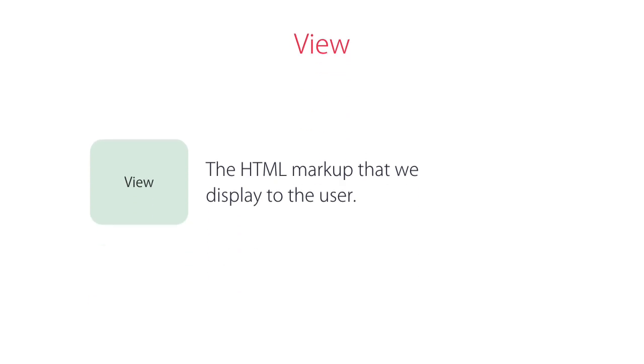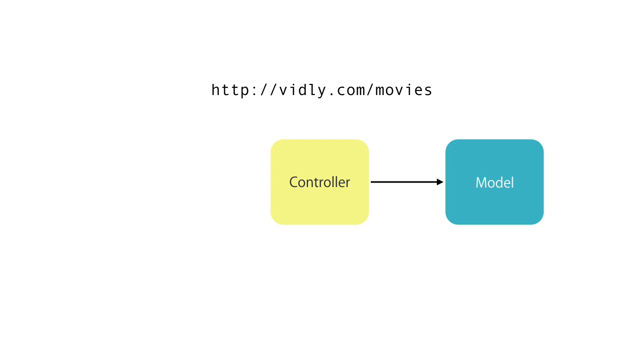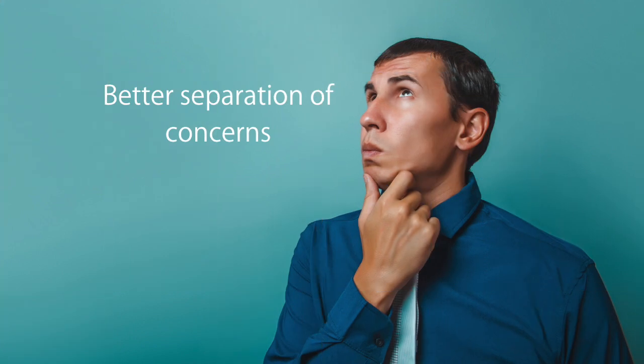V in MVC represents the view and is the HTML markup that we display to the user. And C is the controller, which is responsible for handling an HTTP request. For example, imagine our application is hosted at vidly.com. When we send a request to vidly.com/movies, a controller will be selected to handle this request. This controller will get all the movies from the database, put them in a view, and return the view to the client or the browser. So with this architecture, you see each component has a distinct responsibility, and this results in better separation of concerns and a more maintainable application.